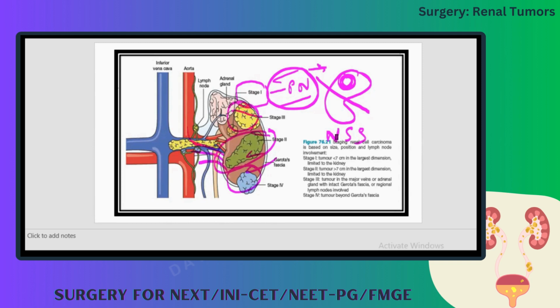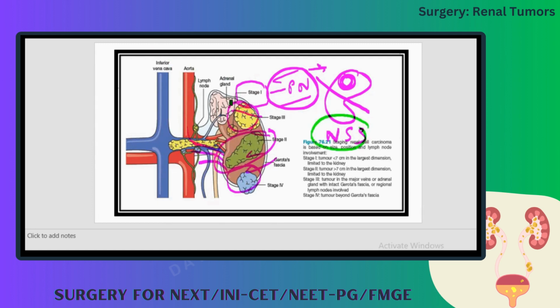Nephron. Nephron sparing surgery. So you are saving some nephrons here. You are not removing the whole of the kidney. So it is a nephron sparing surgery. Nephron sparing surgery. Remember.